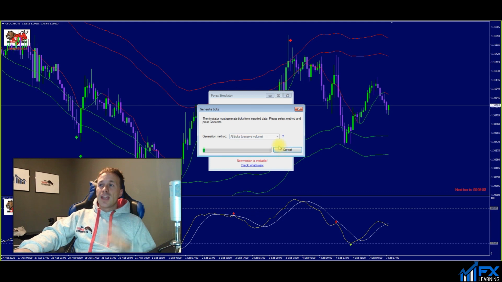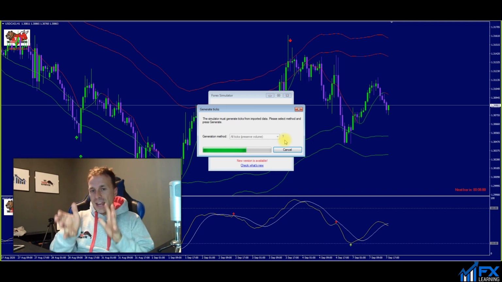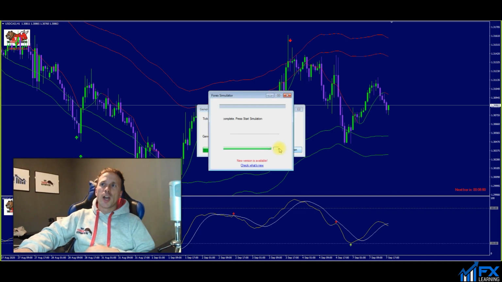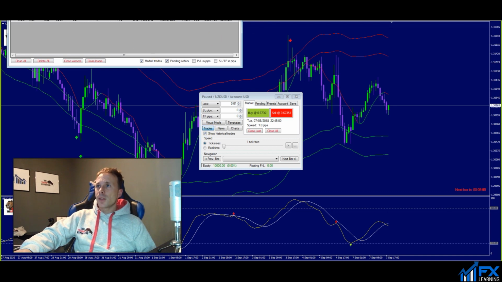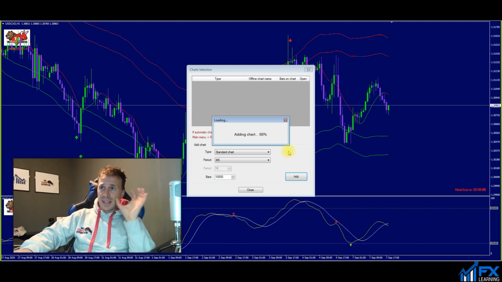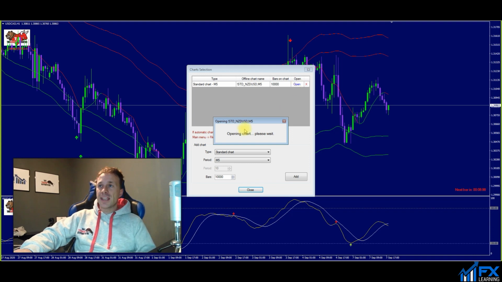Okay, generate. So if you don't know what this simulator does, it basically recreates live market conditions where I can pause, rewind, and show you how well the Binary Destroyer would perform on a live chart. So as you can see here, load it up here. Now what's interesting is this is exactly what would happen in a live market condition. When this chart loads up, it's ever so slow. Opening chart, come on.